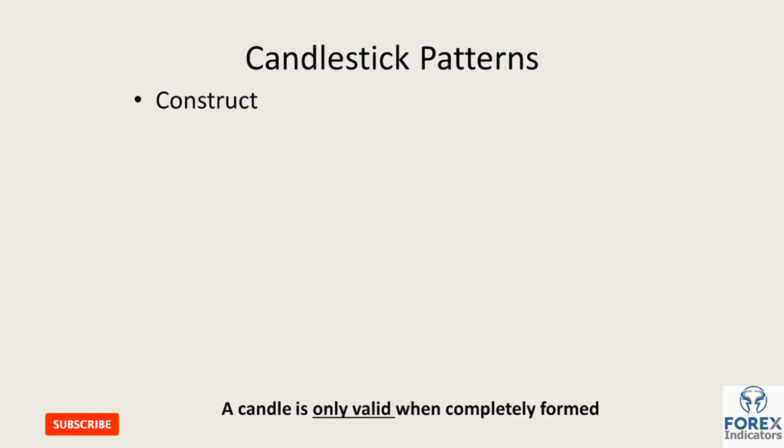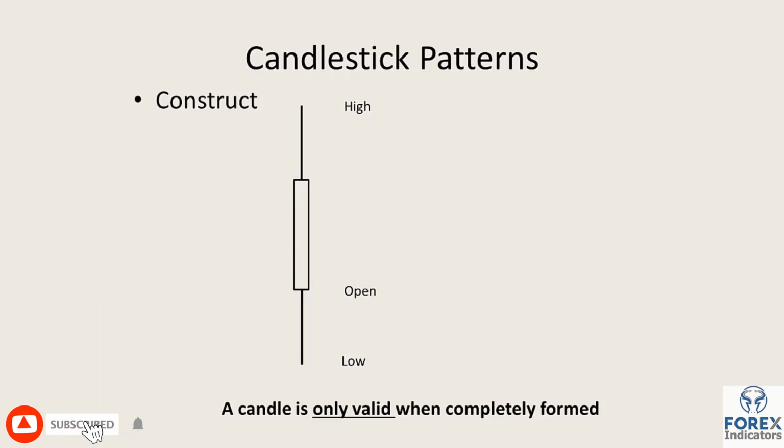So the construct of a candlestick. We're only going to concern ourselves now with the Japanese candlestick. The candle has an opening level. It will trade and create a low. It will also trade up and create a high. And at the end of the specific time period, it will form a close. And the candle itself is only valid when it is completely formed.